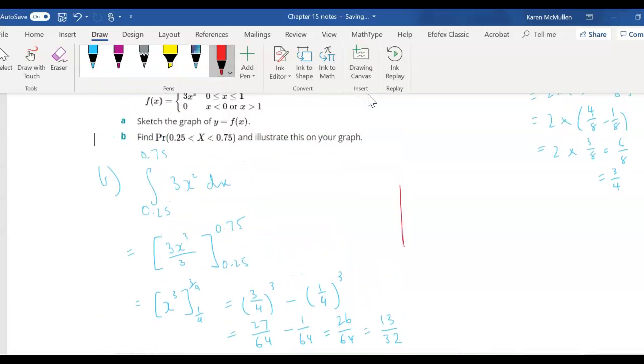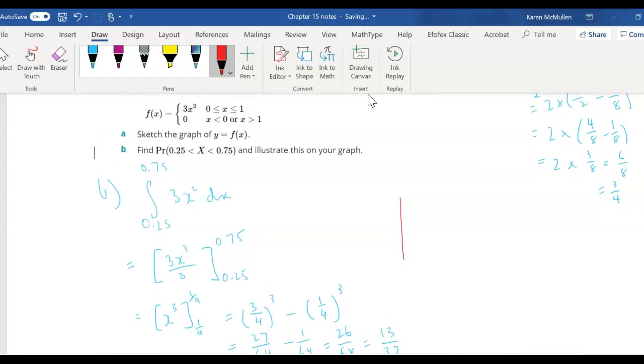All right, so let's sketch the graph. Actually, might be good. So it's 3x squared and we're going from 0 to 1. All right, so it's a positive parabola. Okay, so 3x squared hasn't had any transformations other than this dilation, so that's fine. So I'm just going to draw a parabola like that, and we can put 1 here.